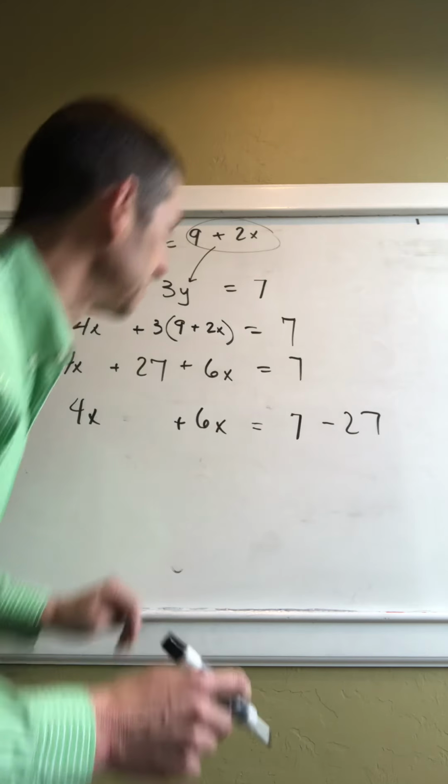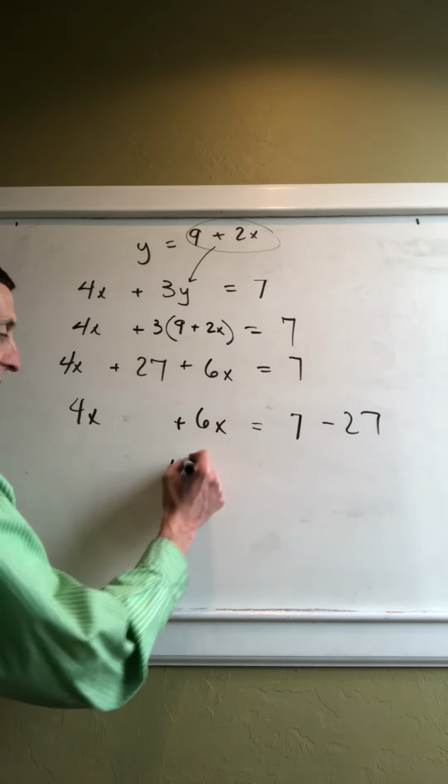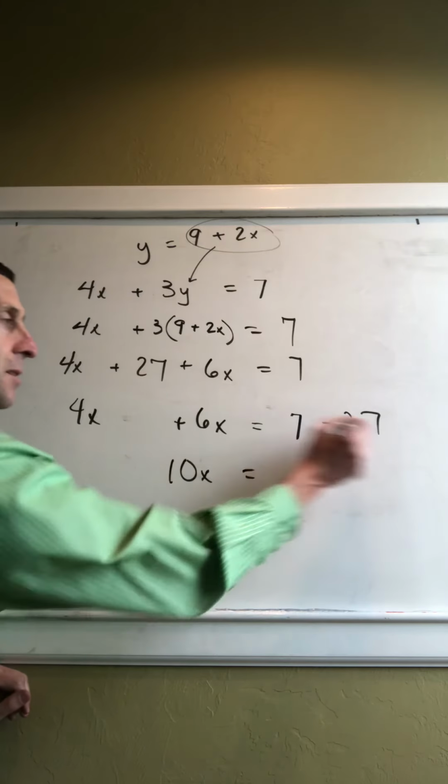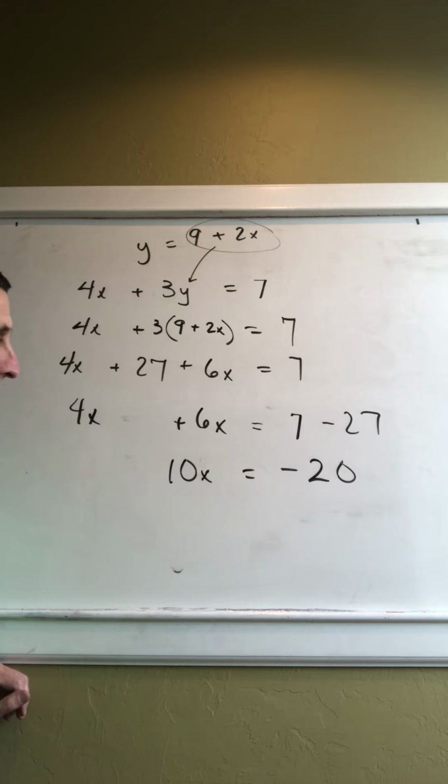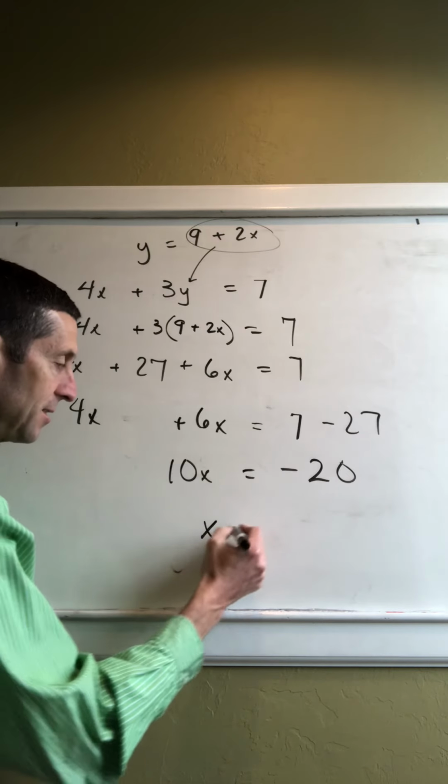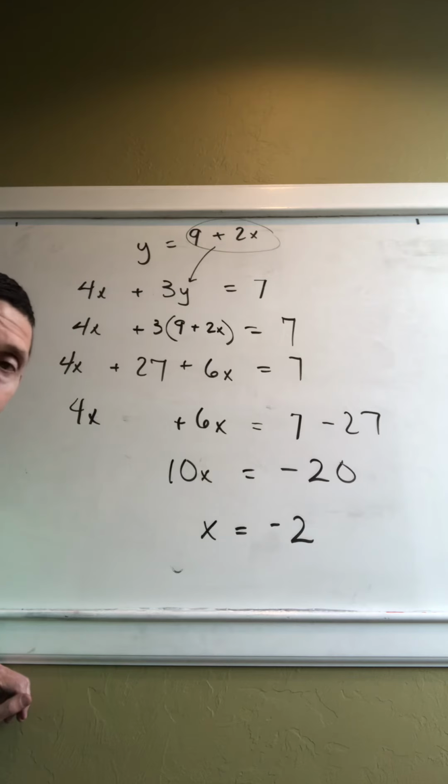All right, we're in business. 4x plus 6x, that's 10x. 7 minus 27, you get negative 20. So here we go. x equals negative 2. All right, we're halfway there. We've got an answer for x. Now we just got to plug back in and find an answer for y.